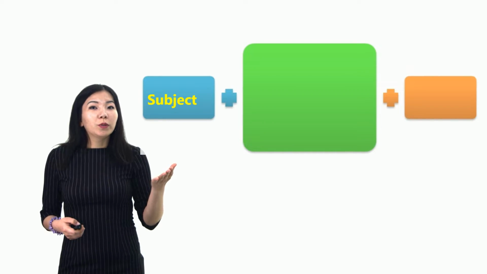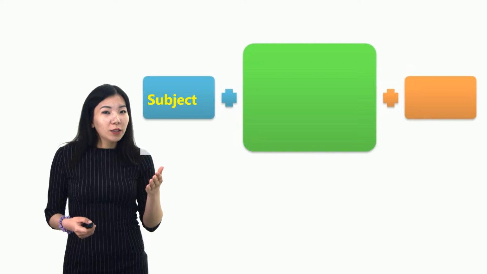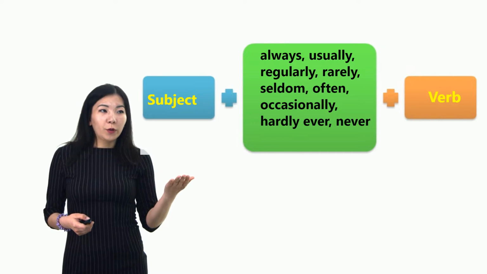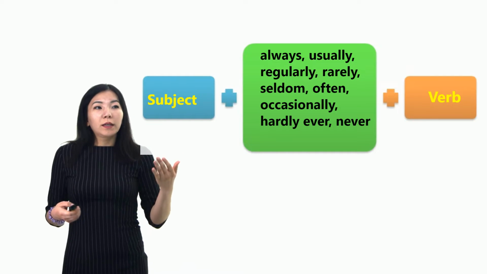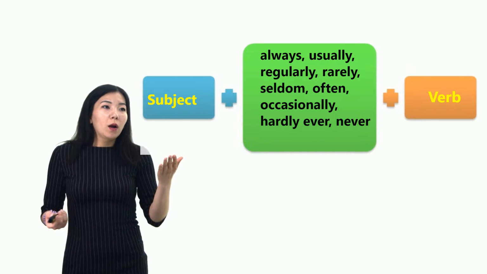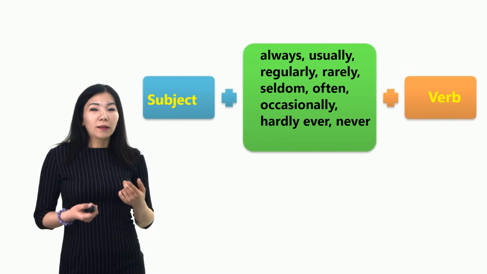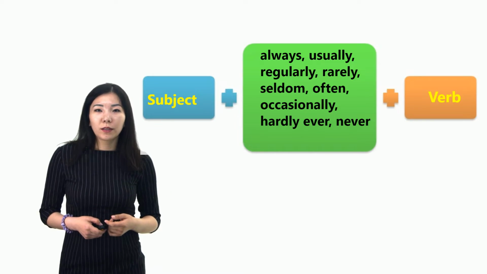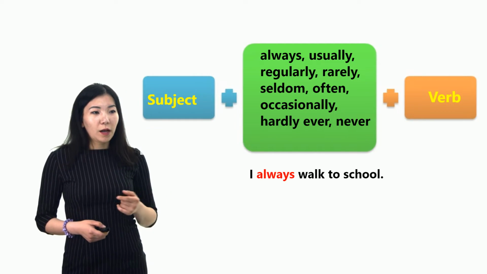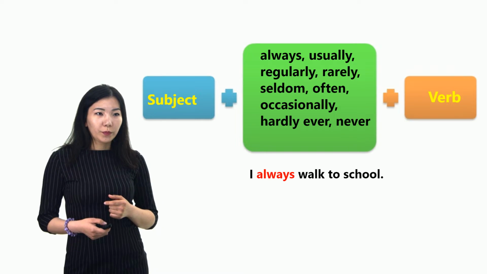Okay, there are time adverbs that are used in present simple, and there are adverbs that we need to put in the middle between the subject and main verb. These are the adverbs that come in the middle of these two, like always, usually, regularly, rarely, seldom, often, occasionally, hardly ever, never. For example, I always walk to school.